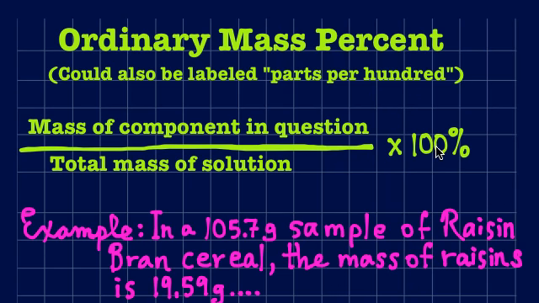Sometimes the percent confuses people. It's just multiplying by 100, moving the decimal 2 places to the right and sticking a percent on the end of it.